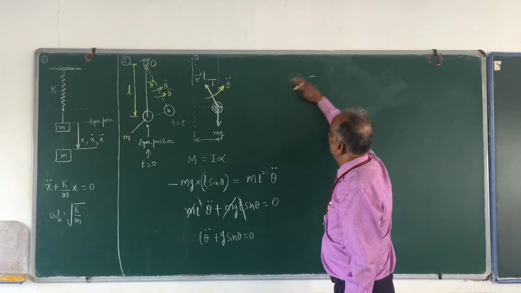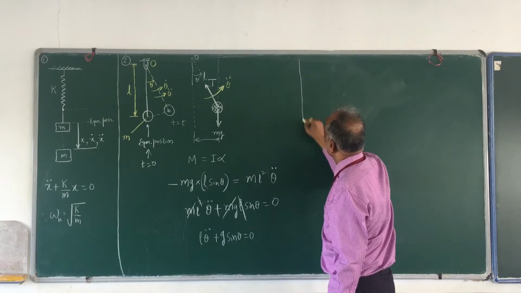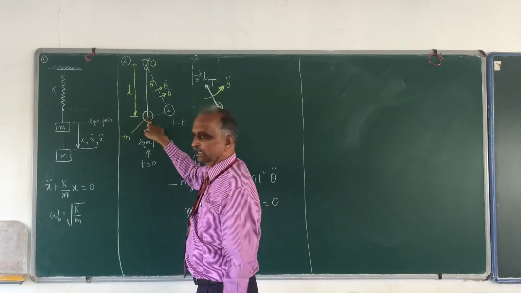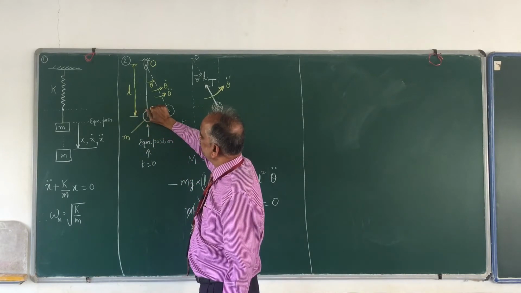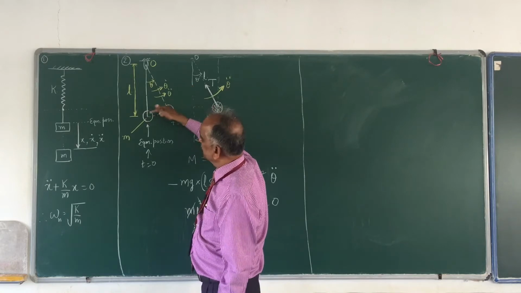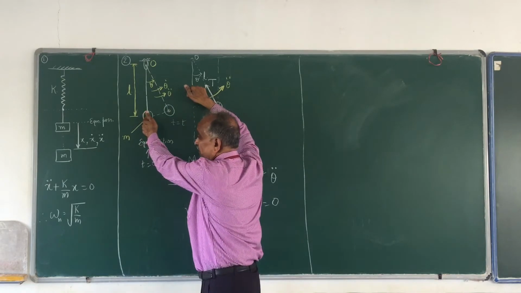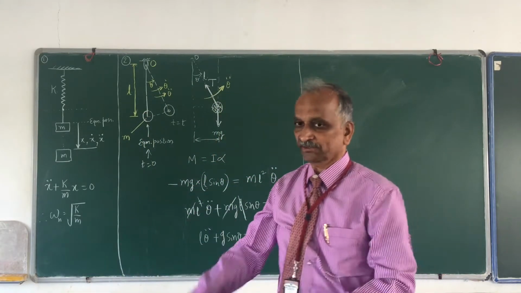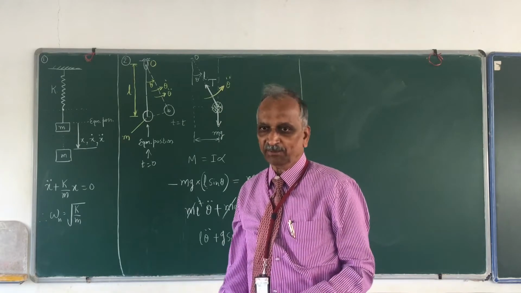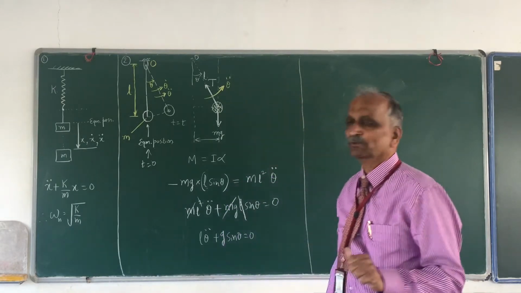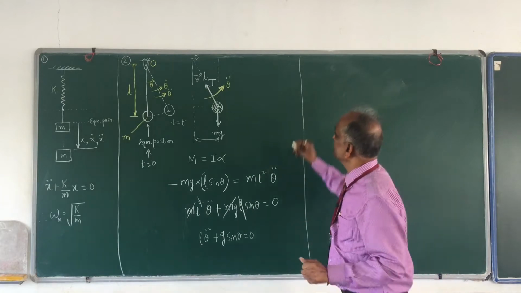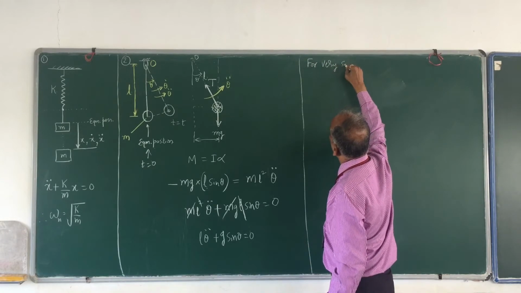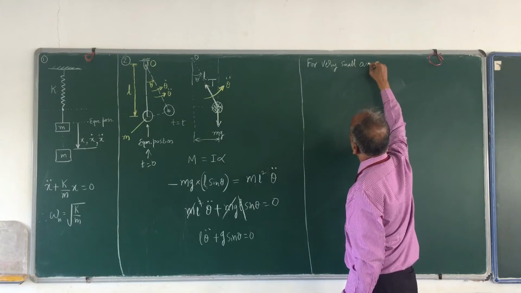So now we are going to simplify this under one assumption. What is that assumption? When this is oscillating, this is the equilibrium position, and the extreme position of this mass is somewhere here, and from here to here is called the amplitude. The maximum displacement on any one side of the mean position is called the amplitude. We assume that amplitude is very small. Okay, assume for very small amplitude.